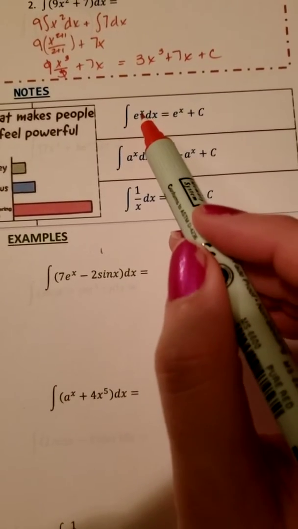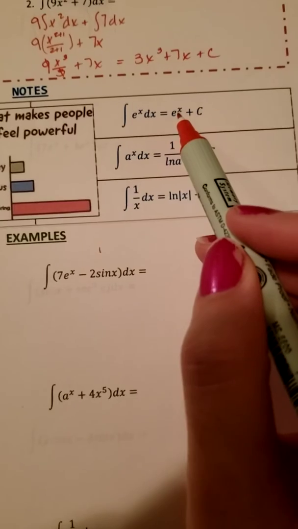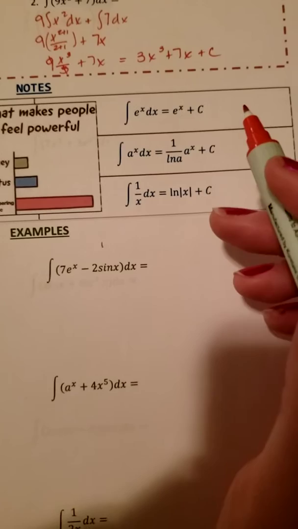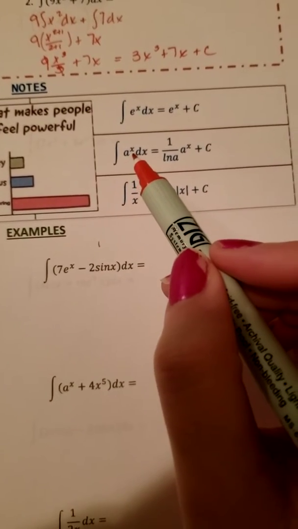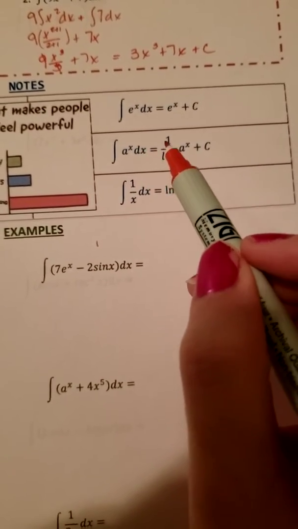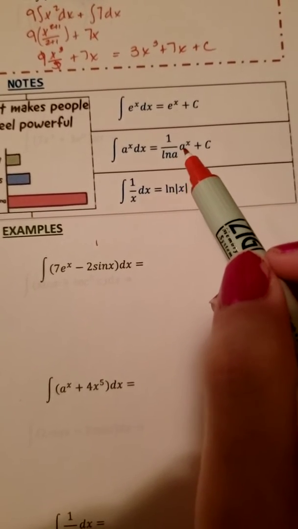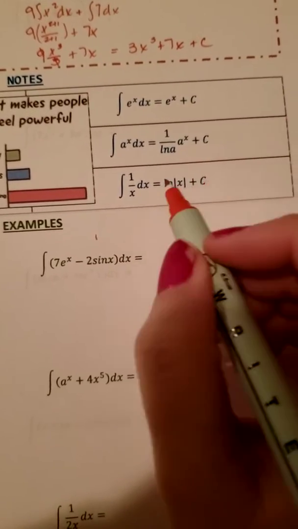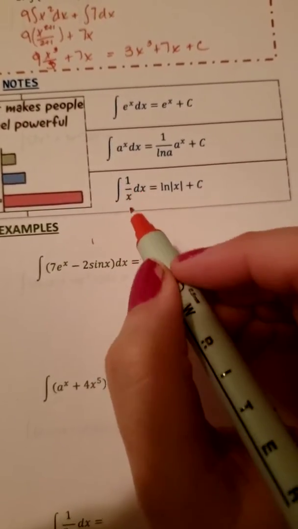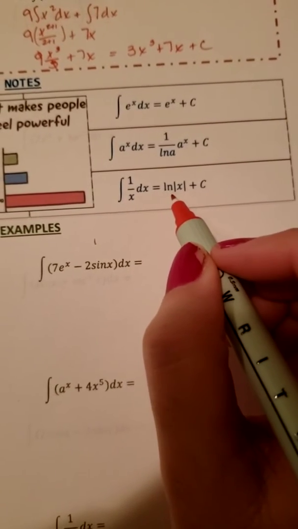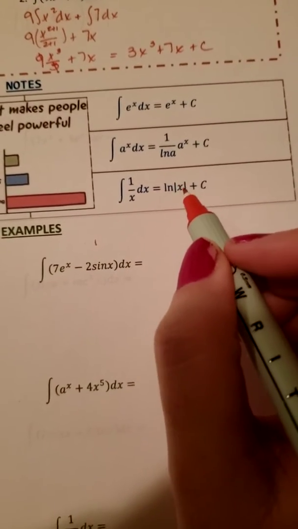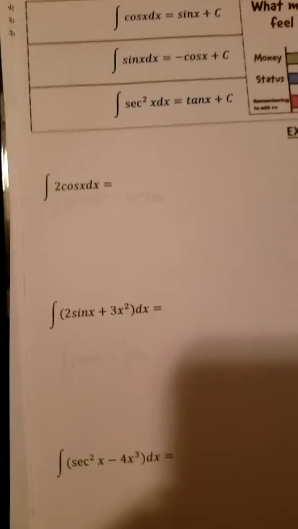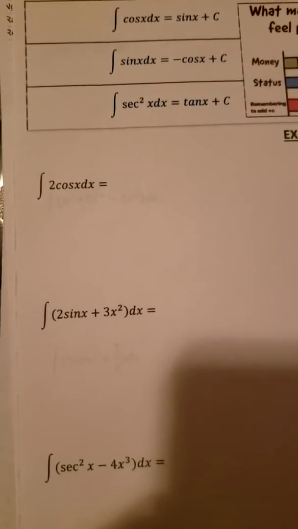For example, the derivative of e to the x power is e to the x power. So it would make sense that the antiderivative doesn't change. The integral of a to the x power dx becomes 1 over the natural log of a times a to the x power plus c. And the integral of 1 over x dx becomes the natural log of x, or the absolute value of x, plus c. So let's go ahead and do a few examples, and then you have some practice problems to do.